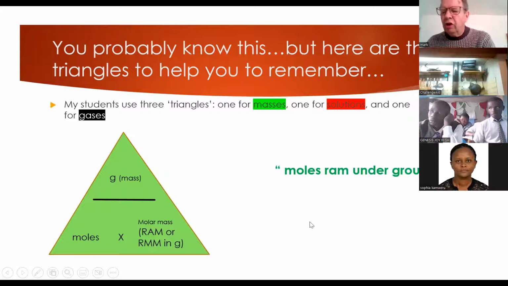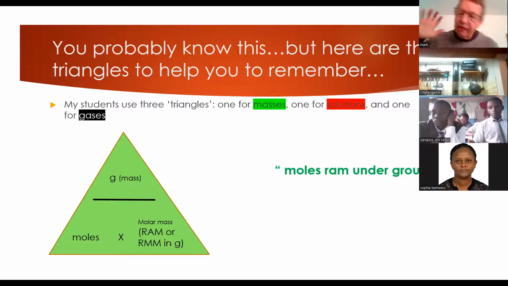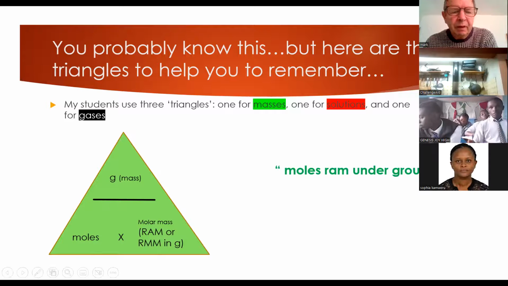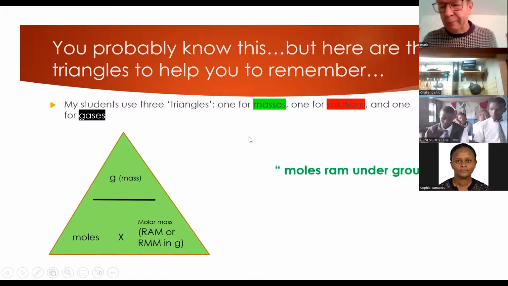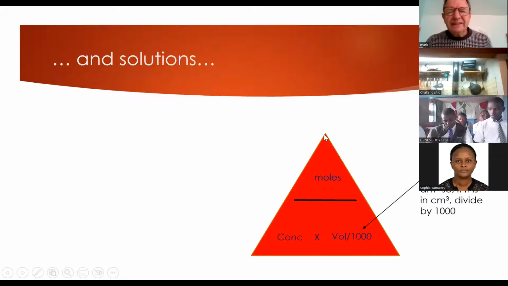Imagine moles, when they make the holes underground, they push and they pull and they push. So they ram underground. And that is a silly way to remember it. But moles at the bottom, RAM bottom right, grams at the top. Moles, RAM underground. So that's the one for masses. So if you're given a mass of a solid, a liquid, or a gas, this is the one that you would use. The second one is for solutions.